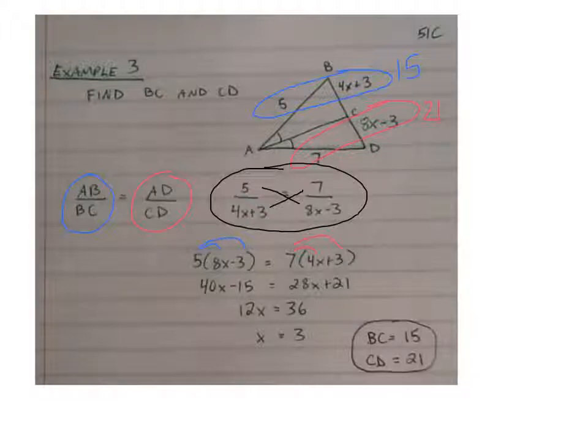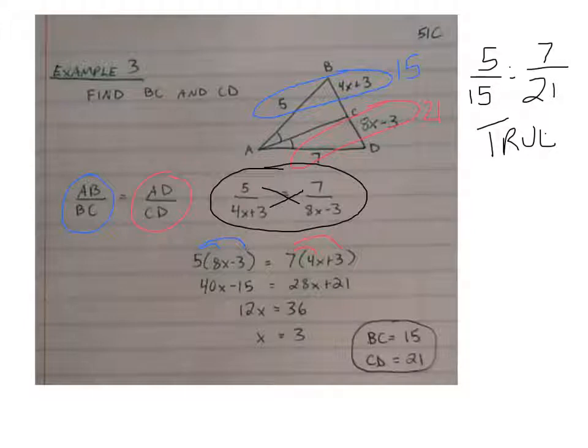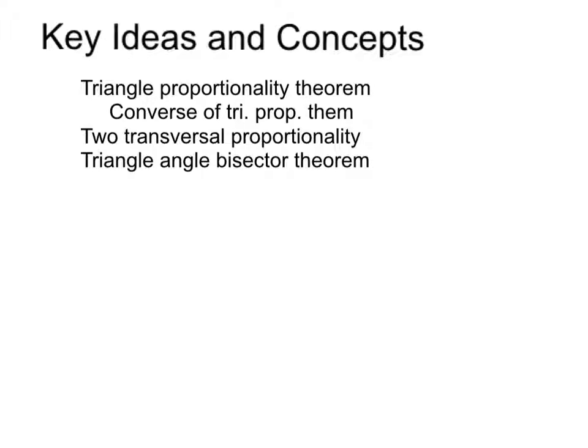And we can double check our work and ask ourselves, does 5 to 15 equal 7 to 21? Through the cross products property, we find that to be true. And because it's true, it checks out. Our answer is good.